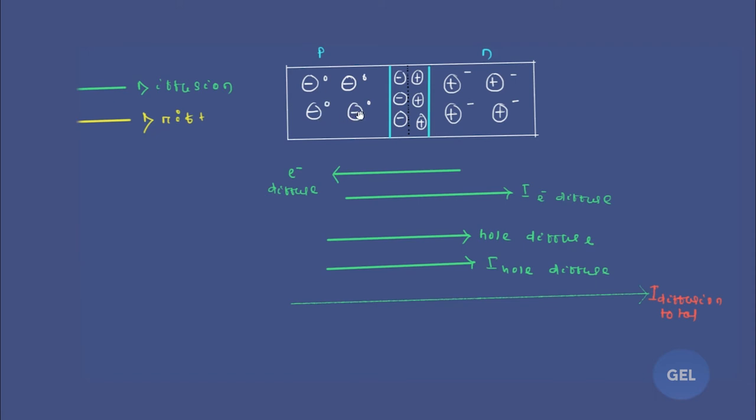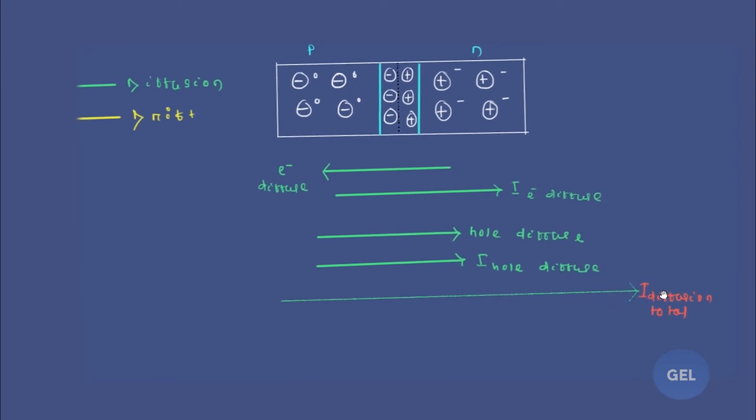Now holes are diffusing from the P side to the N side, so I have represented the holes diffusing from the left side to the right side, and due to hole diffusion, we got the direction of current in this way. This is simple. Now look here, your electron diffusion current and your hole diffusion current mix together and make a total diffusion current in this direction, from left to right, in the case of a PN junction.